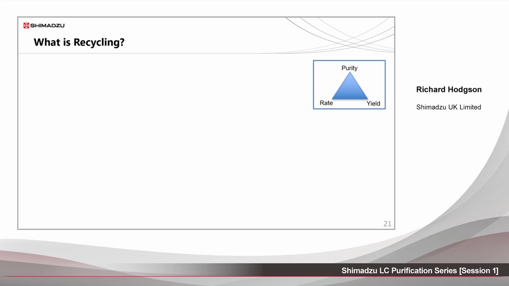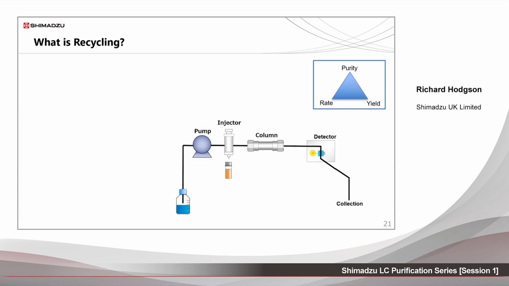What is recycling? Let's look back at our previous example of overloading and scale-up. We were using a basic LC setup with a pumping system that allowed up to 20 mils per minute, so we were okay running a 20mm ID column.